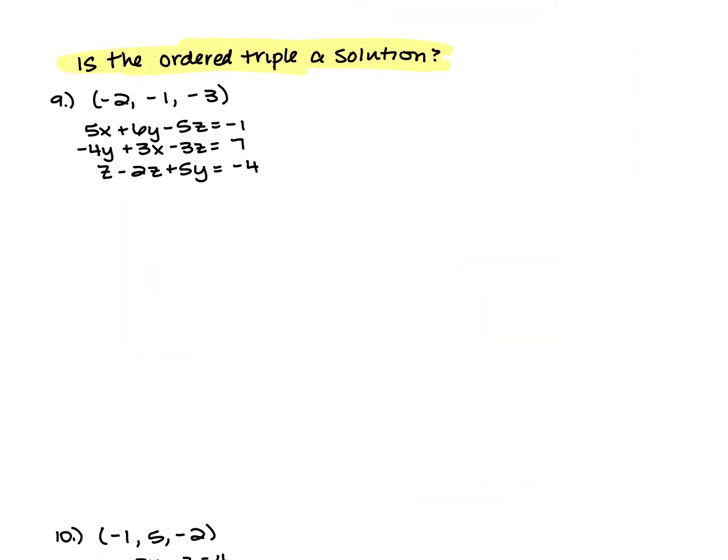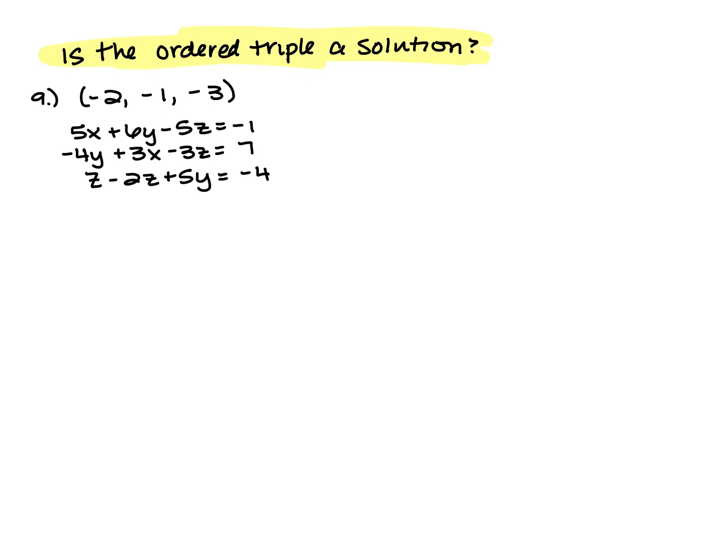All right, so the last two you are asked is the ordered triple a solution. So same thing as the first section here. For number 9, you're given the ordered triple of negative 2, negative 1, negative 3. And your three equations are 5x plus 6y minus 5z is equal to negative 1. Negative 4y plus 3x minus 3z is equal to 7.